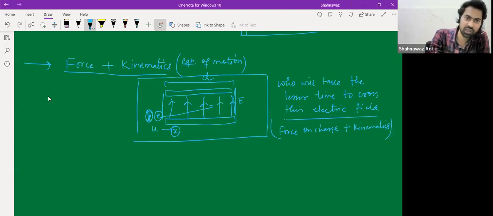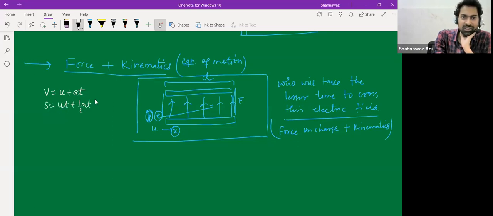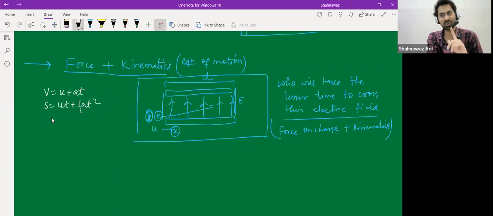You guys already know the equations of motion. Yes, what are the equations of motion, guys? Saad, tell me. V is equal to u plus at. Yes, correct. And the second one, Saad? S is equal to ut plus half at square. Okay, so Mariam is answering for Saad. The last question is for Saad, Mariam. The third was supposed to be Aisha.